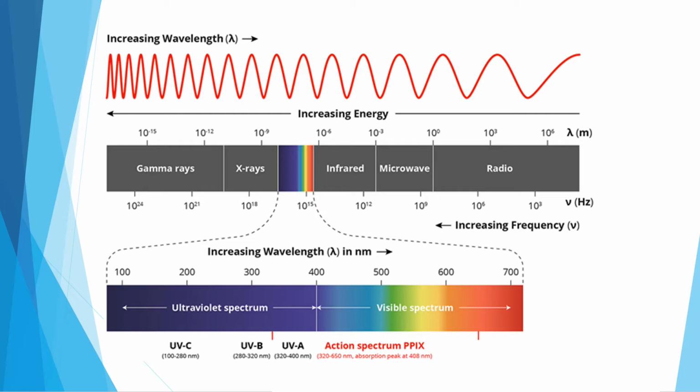For all waves, the speed of propagation is equal to the frequency times the wavelength. Because all electromagnetic waves travel at the same speed, the speed of light, the product of their frequency and wavelength is constant. This means that the greater the frequency, the smaller the wavelength, and vice versa.